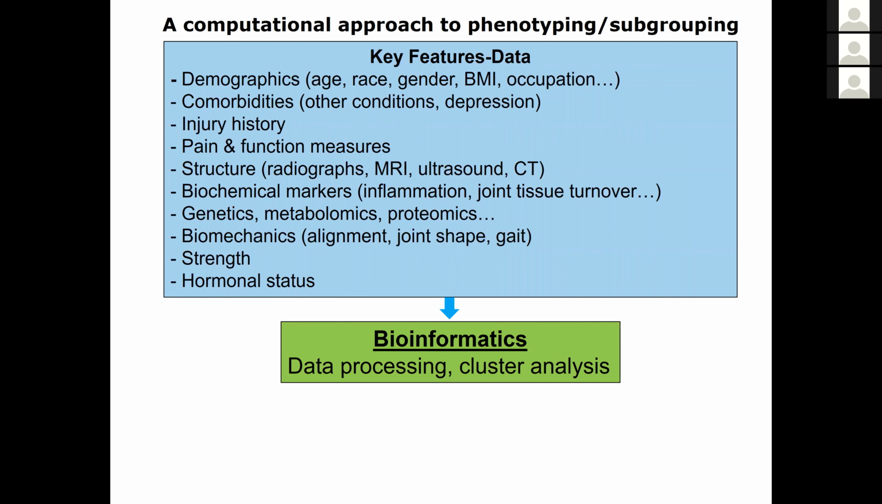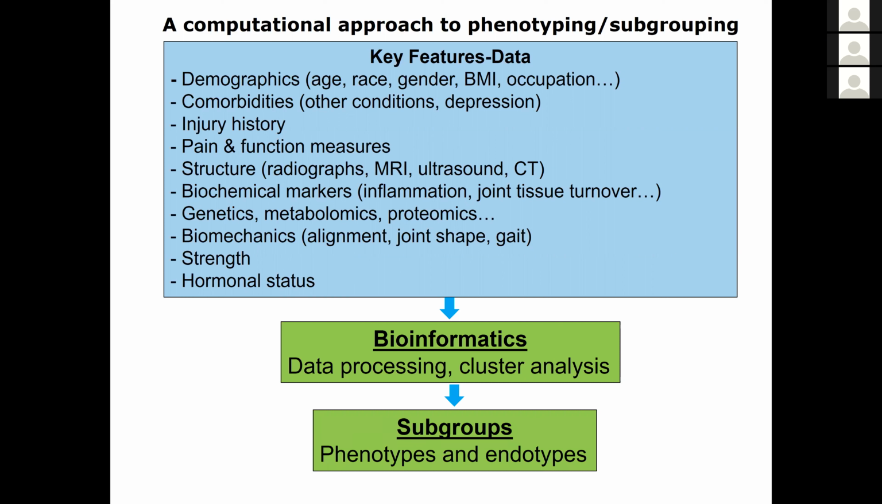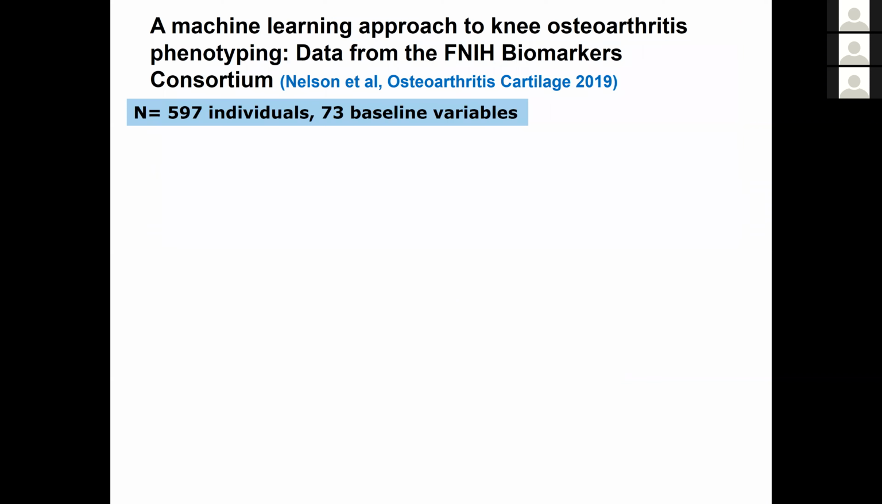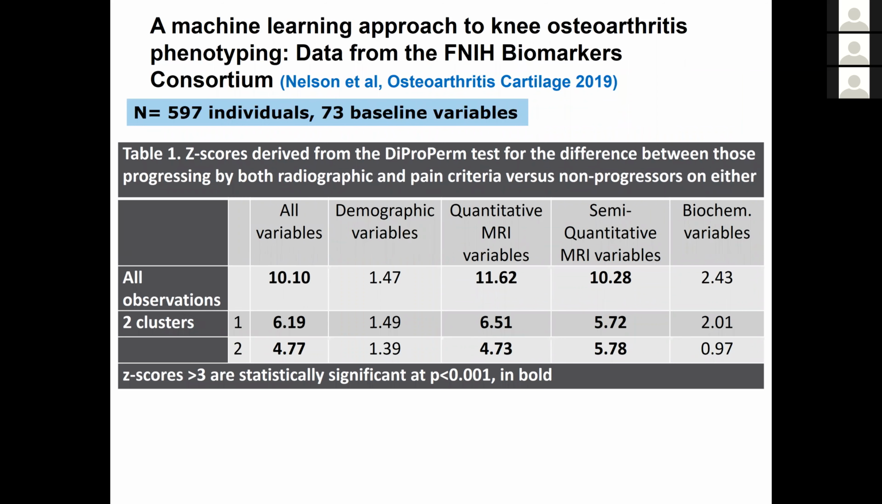And then what's really important is to validate this data. So one example of this is work that Amanda Nelson from our group has done using a machine learning approach. And in this study, this used data from the FNIH Biomarkers Consortium, which is part of the Osteoarthritis Initiative, and data from 597 individuals. And here we looked at 73 different baseline variables. And the outcome measure that was of importance here was progression. And this was progression by both radiographs and pain.